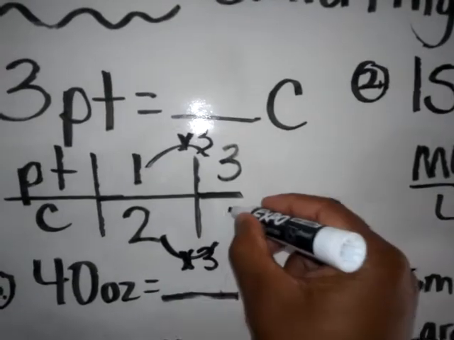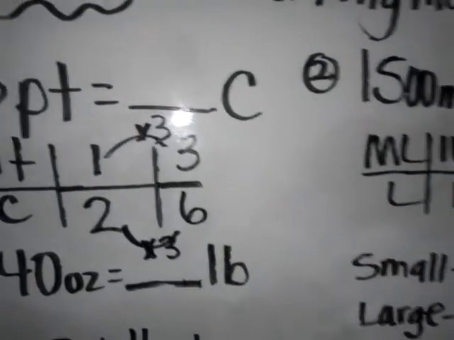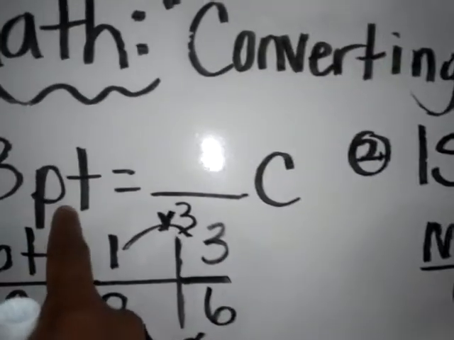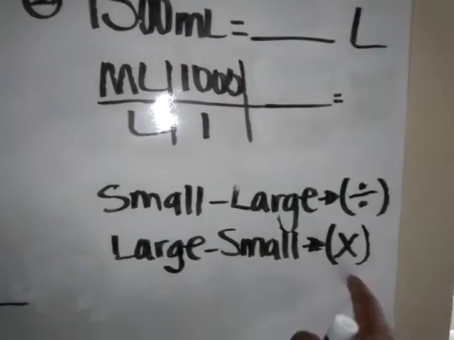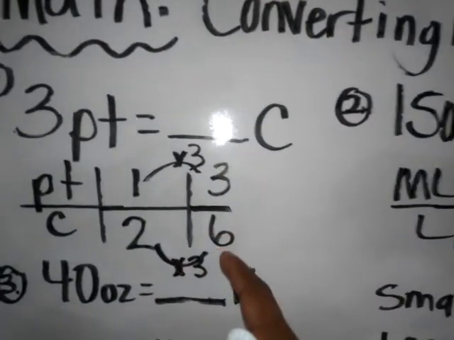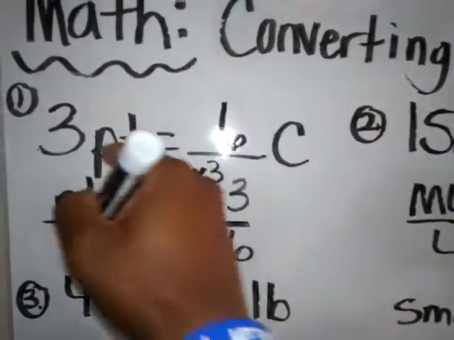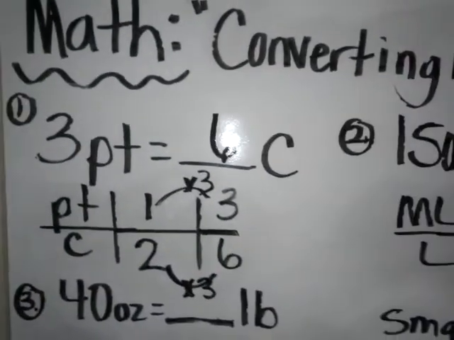Now, 2 times 3 will give us an outcome of 6. And also, if we go back to this, a pint is larger than a cup. So, large to small, multiply. So, 2 times 3 will give us 6. So, we have 3 pints equals 6 cups.